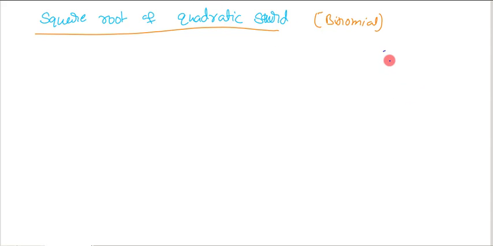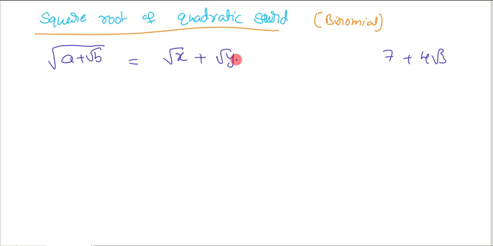That is the square root of 7 plus 4 root 3. This is a binomial quadratic surd. Now, what is the general form of a binomial quadratic surd? It means a plus root b. A plus root b is the general form of a binomial quadratic surd, and its square root will be in the form of under root x plus under root y.